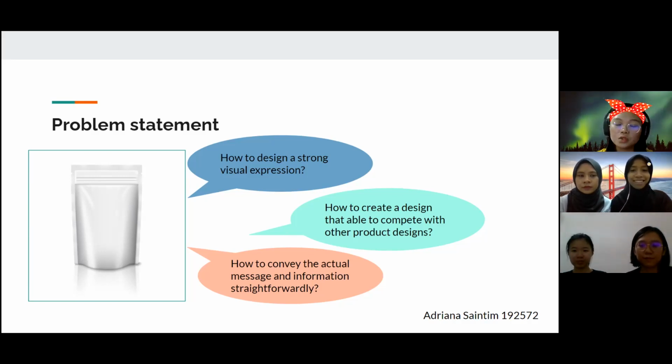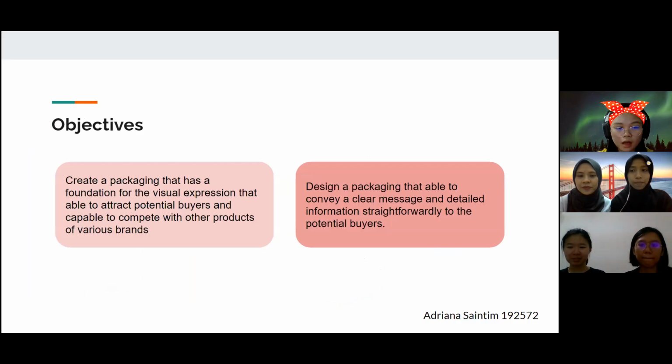It is to help the buyers get the idea or the message, what the benefits of our product are, without confusing them. So to solve the problems mentioned before, we have come up with the objectives for the graphic design, which are to create a packaging that has a foundation for visual expression that is able to attract potential buyers and is capable of competing with other products of various brands. It is also to design a packaging that is able to convey a clear message and detailed information straightforwardly to the potential buyers.